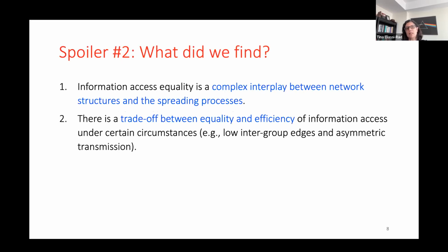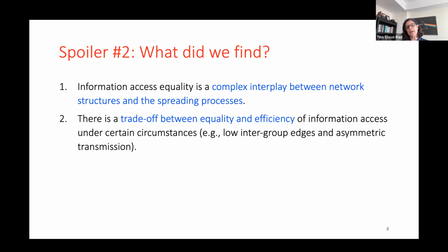And because this is Zoom and you may doze off, I'll just give you the spoiler up front in terms of what we found. And then if you need to take a nap, you can take a nap. So one of the things that we found in terms of the question that we asked was that information access equality is indeed a complex interplay between the network structure and the spreading process. So if you really care about information access equality, just changing the network structure is not going to be good enough. You really need to think about the spreading process on top of this network structure.